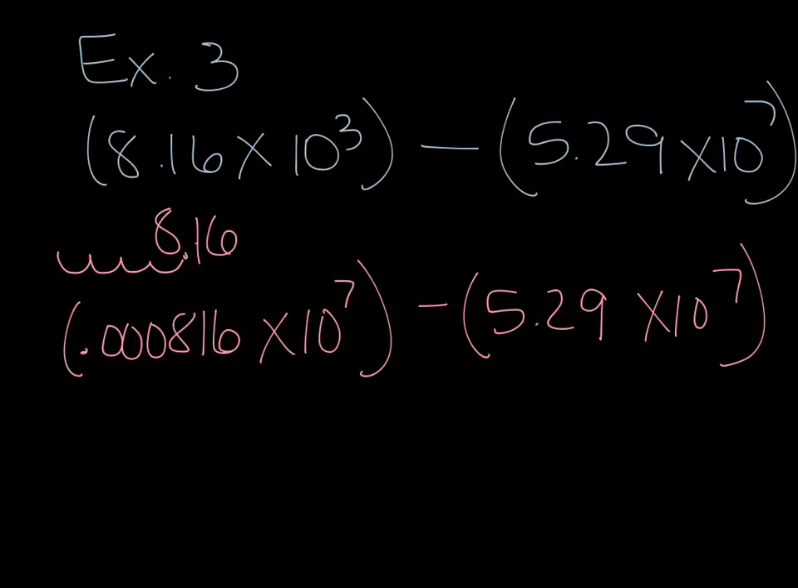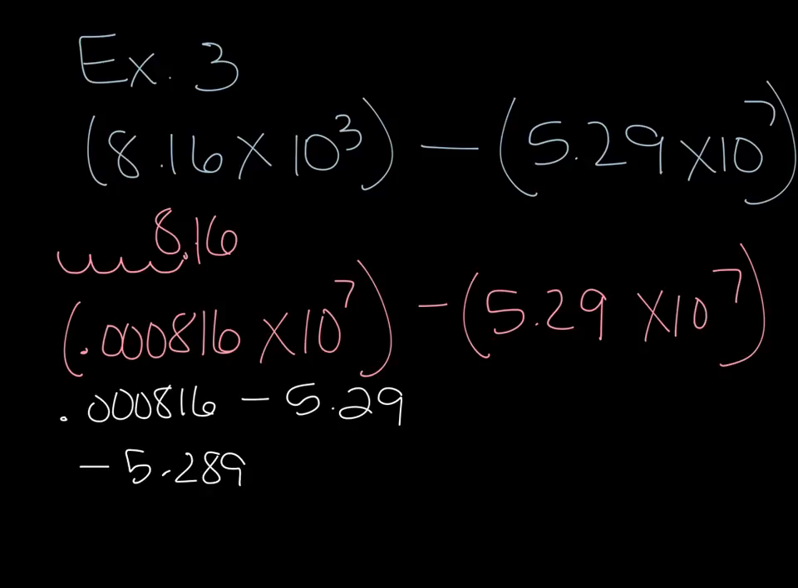Okay, so here's why I had you do this problem as an example. If I take 0.000816 and I subtract 5.29, when I do that on the calculator, you actually get a negative number, which is perfectly fine. So the answer is negative 5.289184, it's a big number, times 10 to the 7th power. And you just have to make sure you have the negative on the front of it because we were taking a smaller number minus a bigger number.